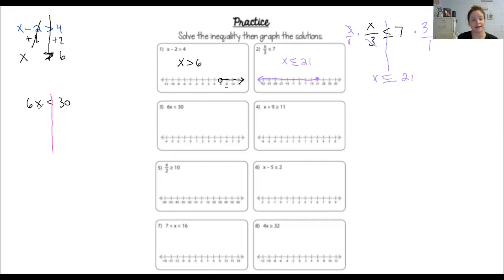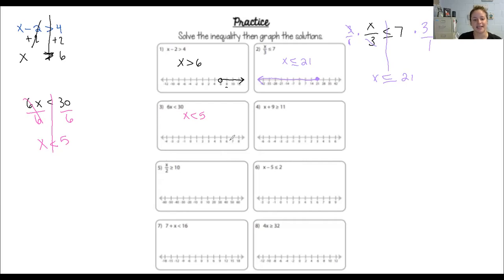So what's the opposite of multiplying by 6? Dividing by 6. And what I do to one side, I have to do to the other. So 6 divided by 6 cancels each other out. It leaves you with 1, which is the same thing as saying our x is less than, and what is 30 divided by 6? 5. Very good. So we've got x is less than 5.